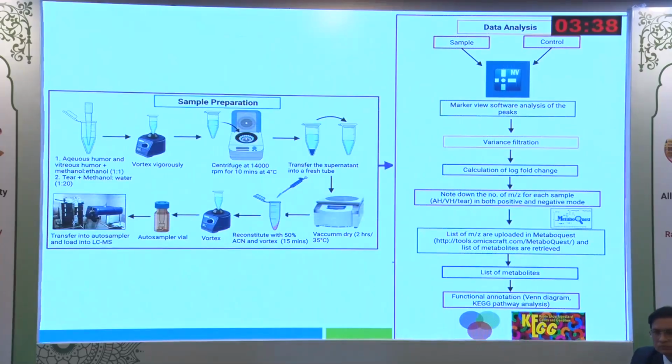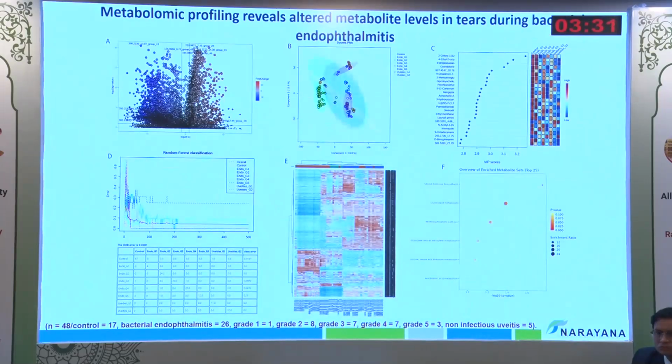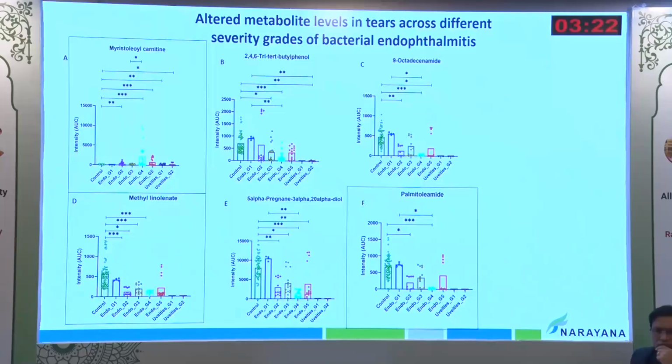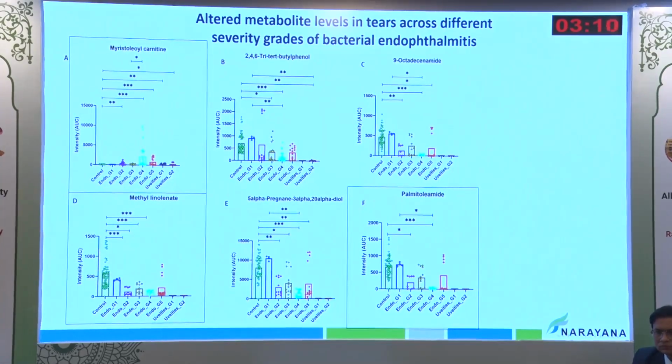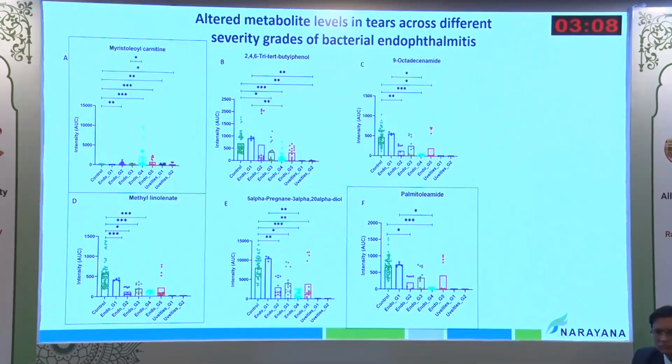This is how the sample preparation and data analysis was done, but I won't go into the details because of shortage of time. So if you look at the results, you can see very distinctly altered tear metabolites in bacterial endophthalmitis as compared to control. And also you can see downregulation of acetylcarnitine, which reflects altered fatty acid metabolism and cellular stress. And also you can see upregulation of methylenolinate, which means the protective anti-inflammatory pathway may be getting exhausted.